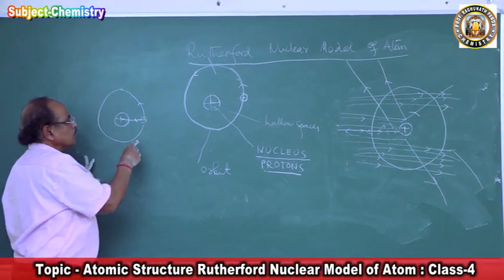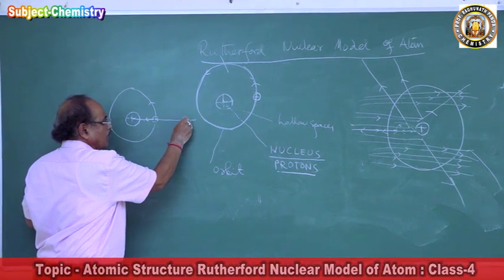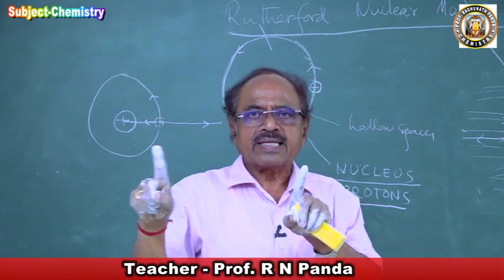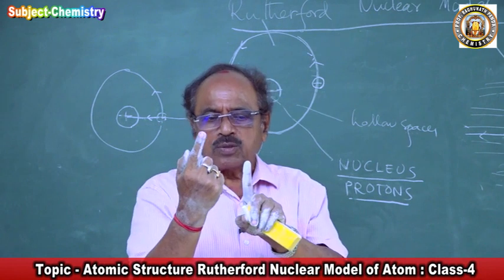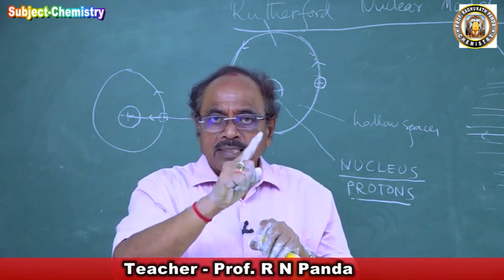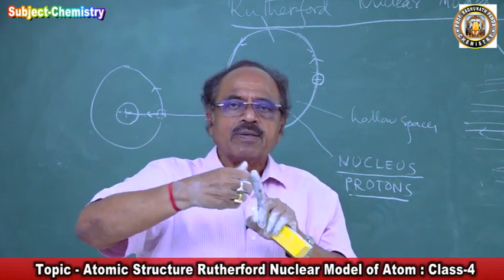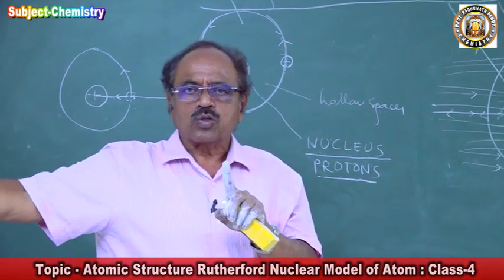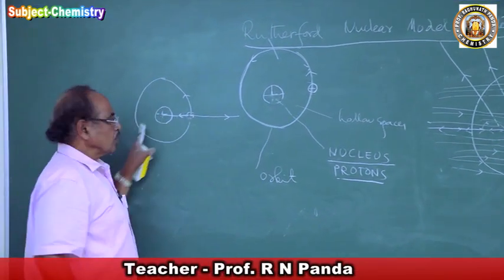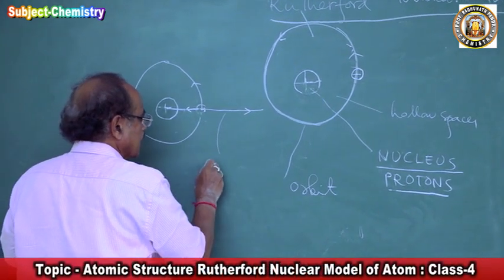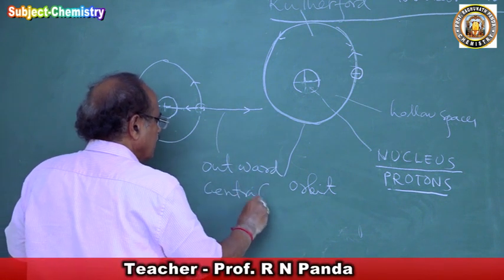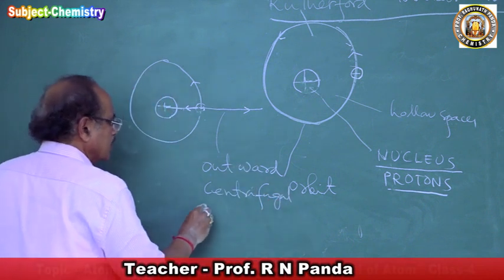Because of the circular orbit, this electron will be trying to go out of the atom also. Suppose you take a stone and tie it with a thread, then rotate the stone on your finger. You will feel a force on your finger. Why? Because the stone, when moving, will be trying to go out. If you cut the thread, the stone will go and fall at a distance. So the electron is moving with a very high velocity around the nucleus, so it always has an outward centrifugal force.